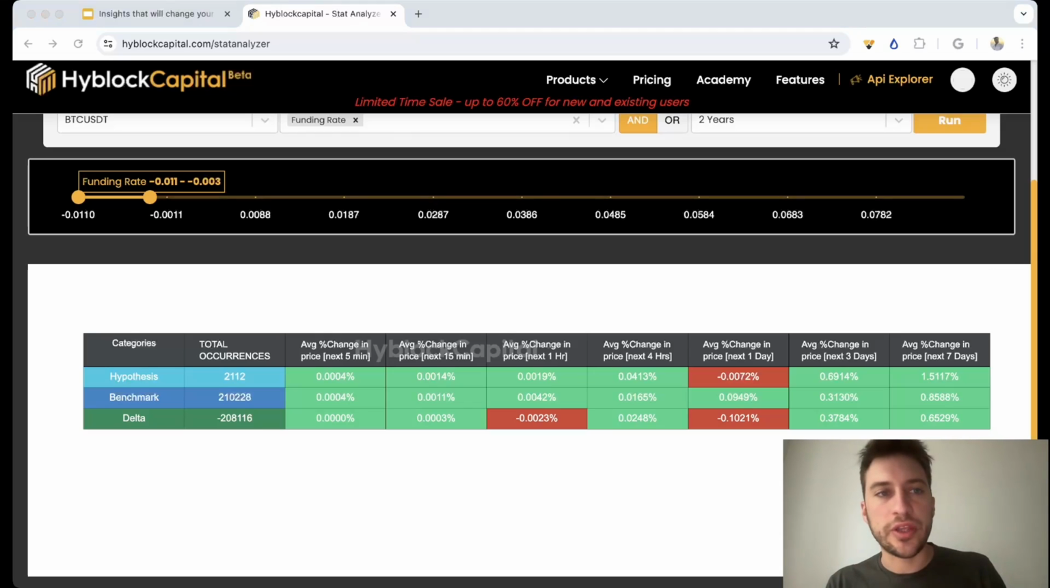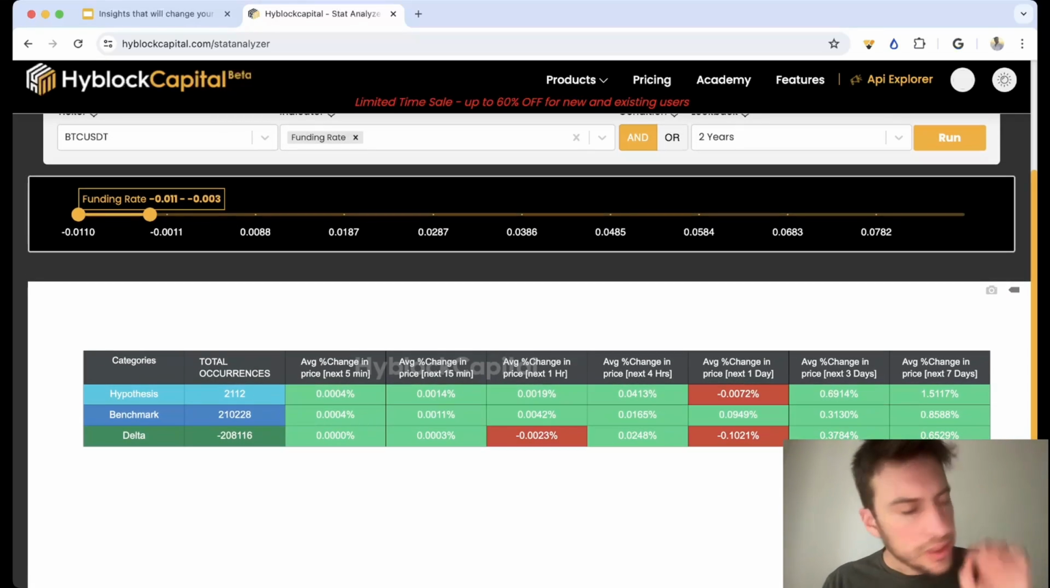Now, the most important thing, if you don't really want to get to the nitty gritty, the only thing you should be focusing on is number 3, the delta. The delta, what this will show you is how statistically significant is the indicator. So how much more does a certain hypothesis, a certain indicator affect the price of Bitcoin? Okay, relative to just a benchmark.